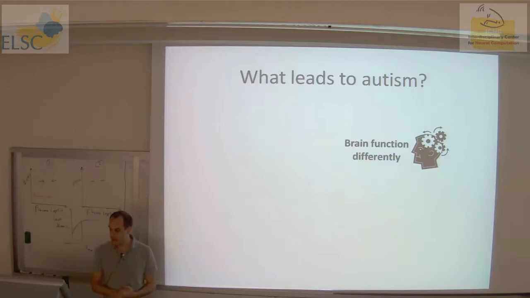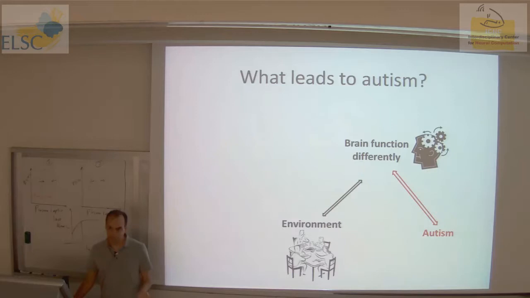But I've drawn here a double arrow to say that not just that the brain, because it's functioned differently, it causes autism. Autism also changes the brain because our behavior also changes the way our brain is. I hope both all of you agree with this. So what causes the brain to function differently?